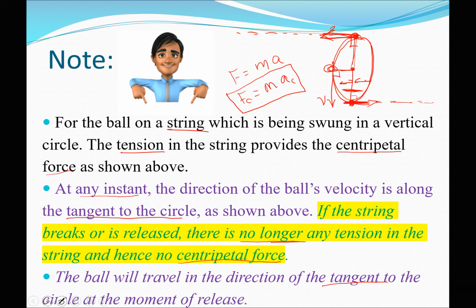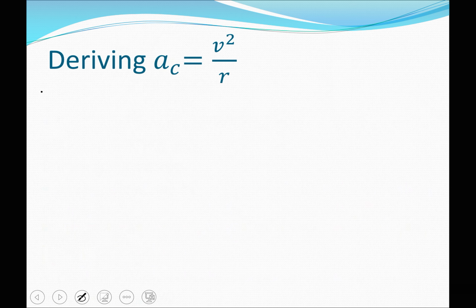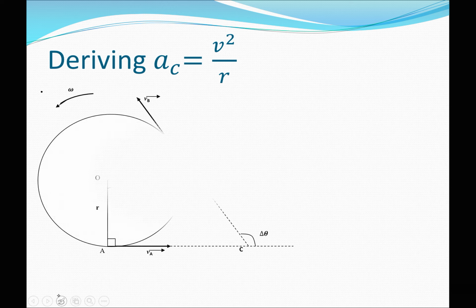Of course, you will not be asked to derive this expression, but you'll always use it for calculations. We are going to derive an expression for the centripetal acceleration. So we are going to consider a body moving in a circular path. I'll just pick a diagram for a body moving in a circular path as shown here.